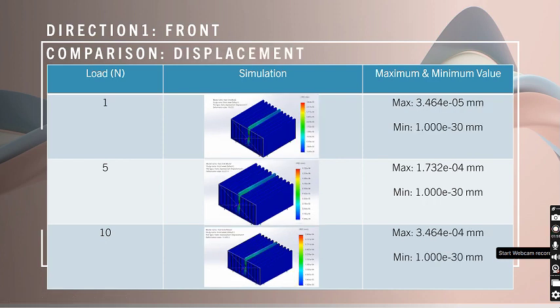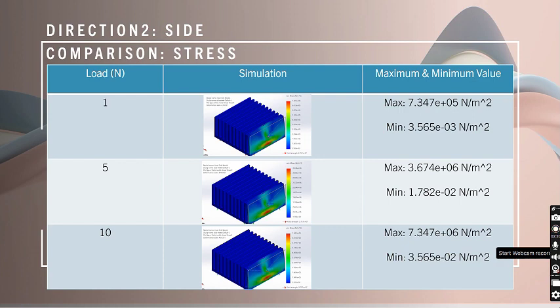And now we are going to compare on the same direction, front view, and we are going to compare on the displacement. So we can realize that the maximum value is decreasing. It's decreasing from 1 Newton to 10 Newton. And the minimum value remains the same at 1 times 10 to the power of negative 30 mm. So we can realize that when the load is increasing, the difference between the maximum and minimum displacement will be increasing as well.